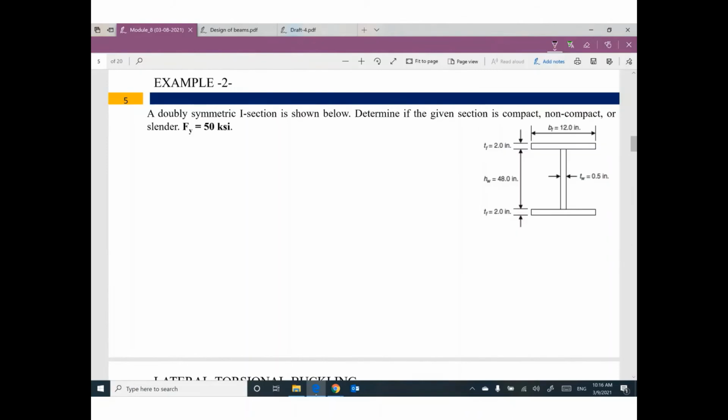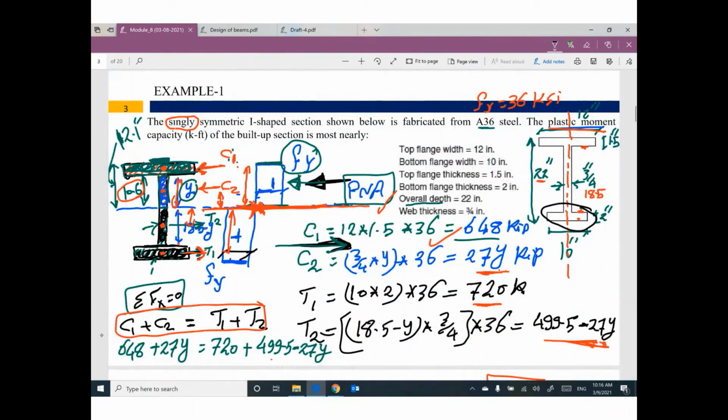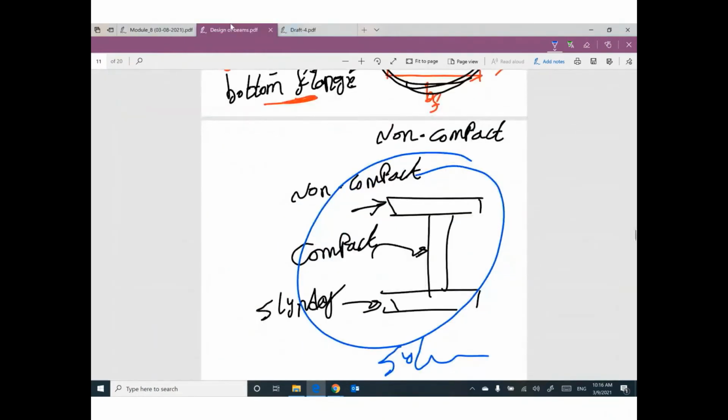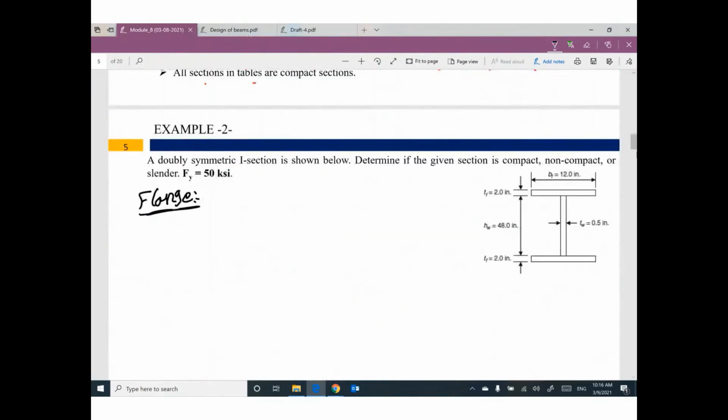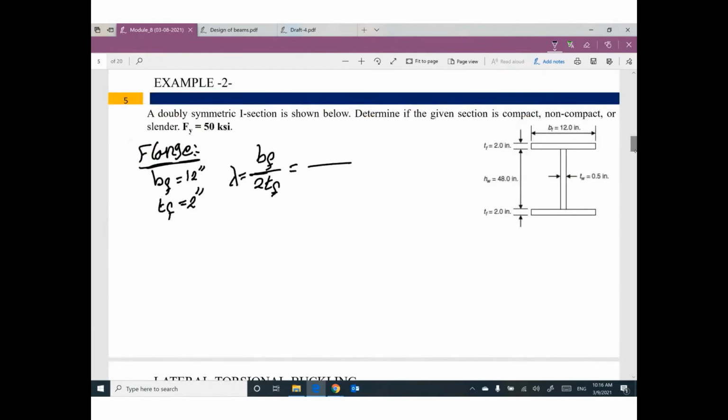Let's start with the flange. If you have two different flanges, like this example where this flange is different from this one, you have to do it for each one of them. Okay, so B flange equals 12 inch, T flange equals 2 inch. So B flange divided by 2 T flange, which is lambda: 12 divided by 2 times 2 equals 3.